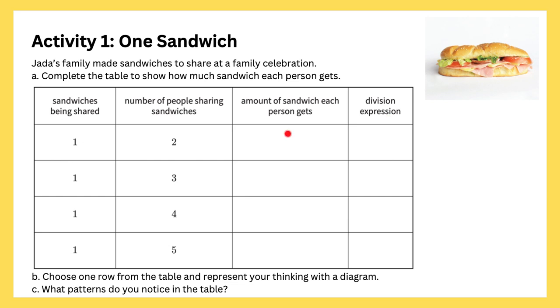So what this is asking us to do is to show how much each person will get. So for example, if there's one sandwich being shared between two people, it's going to look like the pizza representation that I drew earlier when we were talking about our learning goal. So that would look like, in fraction form, let's get our pen ready, 1/2. So if there's one sandwich being shared between two people, each person will get 1/2 of a sandwich.